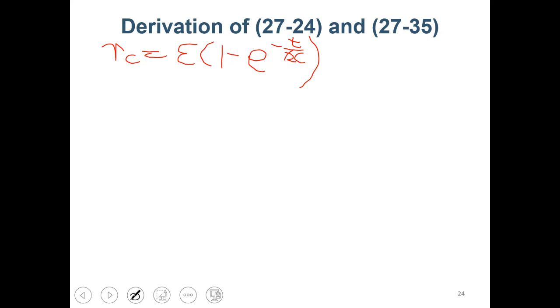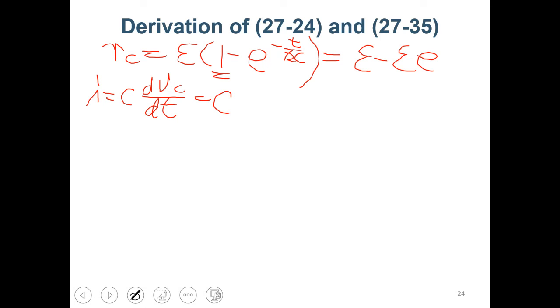And next, we know that i equals C dVc/dt. So it is nothing but taking the derivative of this; you can write it as E minus E exponential to minus t over RC power. So this is a constant. Taking the derivative of it is just 0.